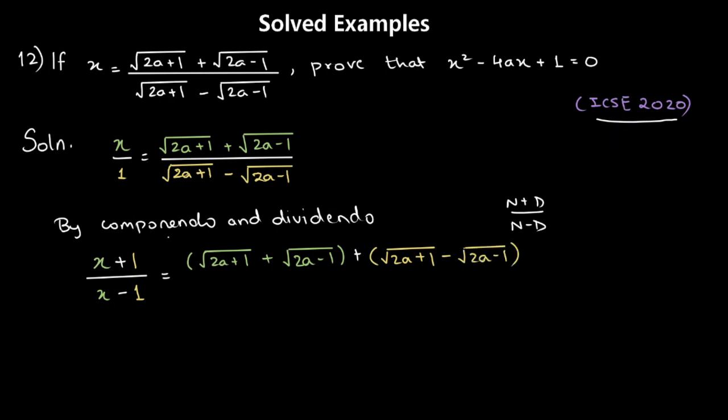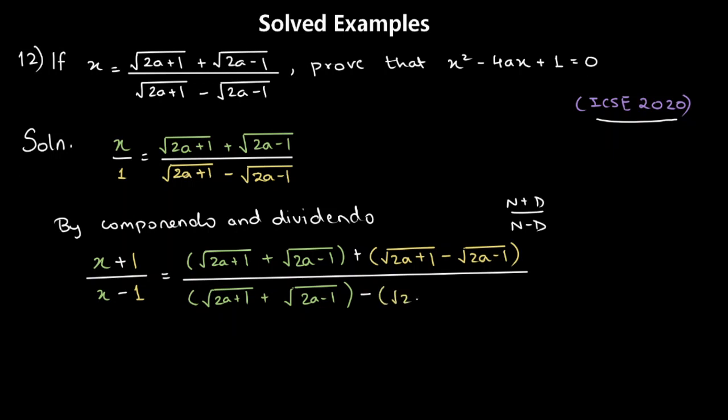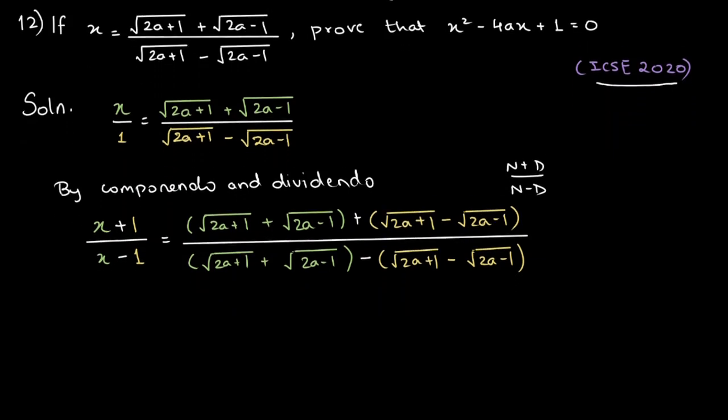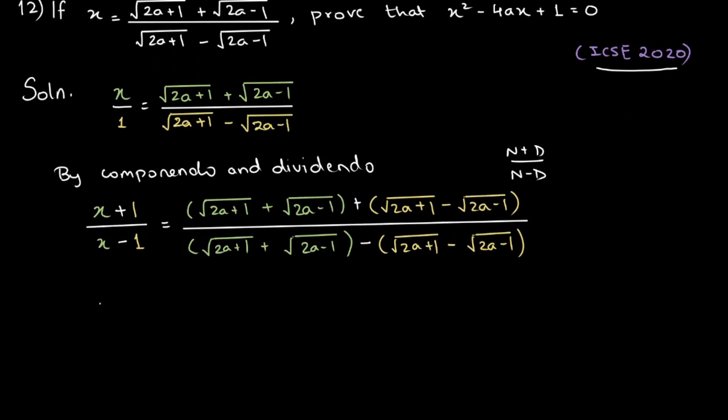numerator plus denominator, and the entire value divided by numerator, which is square root of 2a plus 1 plus square root of 2a minus 1, minus my denominator value, which is square root of 2a plus 1 minus square root of 2a minus 1. Alright, so we've applied componendo and dividendo. Now let's just simplify it a little by opening up the brackets over here.